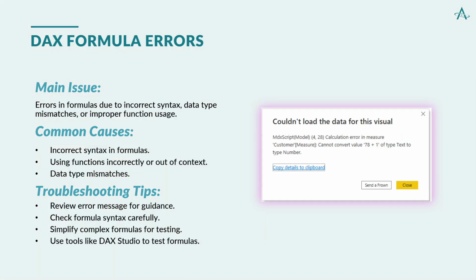DAX formula errors can stem from incorrect syntax, incompatible data types, or using functions inappropriately. These errors typically manifest as incorrect calculations or formula failure notifications. To resolve, use the DAX error messages as guidance. Check data types and simplify complex formulas. Leverage tools like the DAX Studio to test and troubleshoot your calculations.